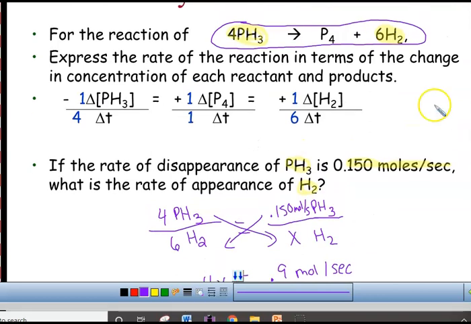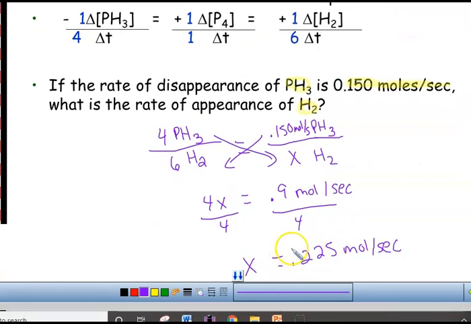We are looking for H2. H2 is forming, so the answer should be positive because it's not disappearing. That's using proportions, and I feel like that's easier than setting it up, but I am to teach you how to do this and be able to recognize how to do that. Okay, hopefully that made sense. We're going to do another one.